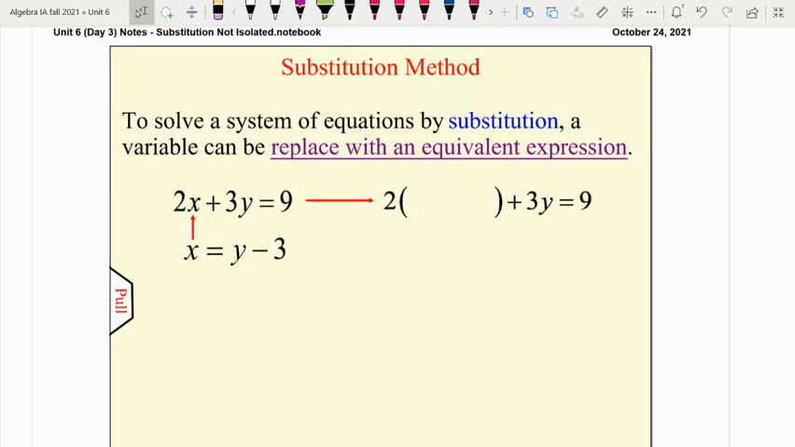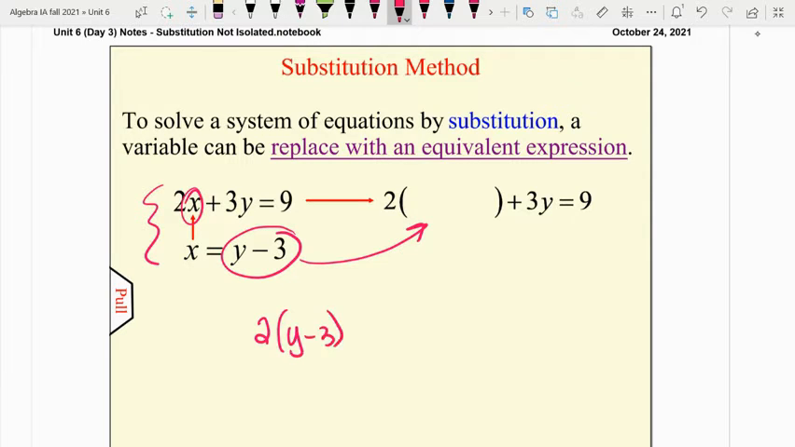So what I'm going to do is, if I have 2x plus 3y equals 9 and x equals y minus 3, I'm going to circle that y minus 3 and substitute it in for the x here. So I'm going to get 2 times y minus 3 plus 3y equals 9. So I'm replacing the x with y minus 3.